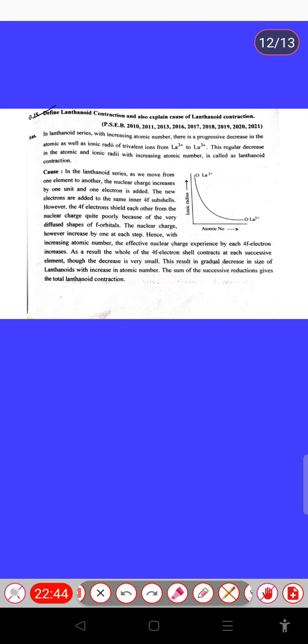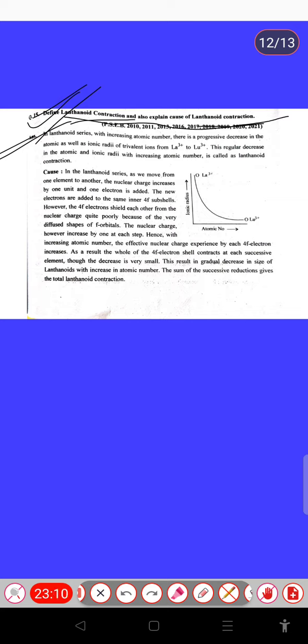Now next is the important question: define the lanthanide contraction and explain the cause of lanthanide contraction. This is one of the most important questions that is covered maximum times in every board exam, and this is again one of the most important questions for these transition series elements.